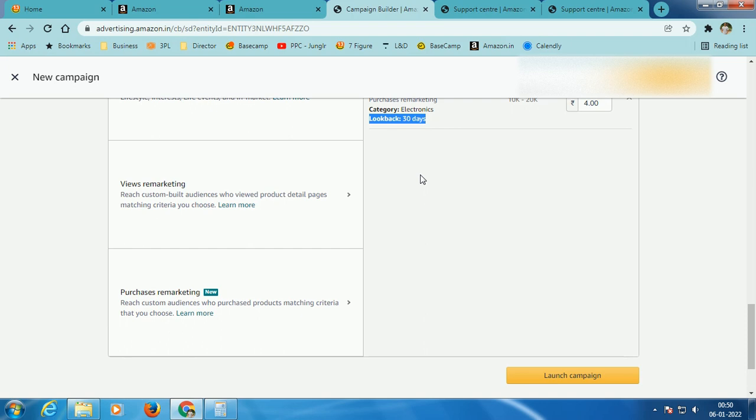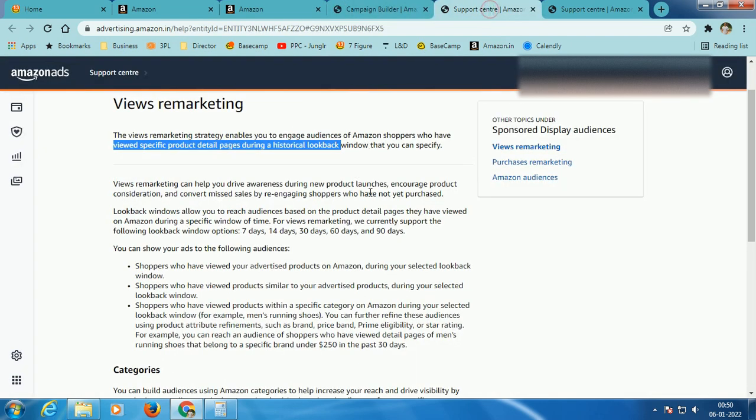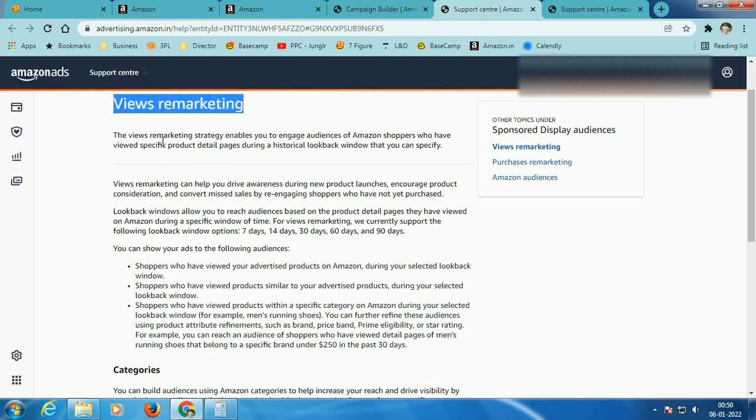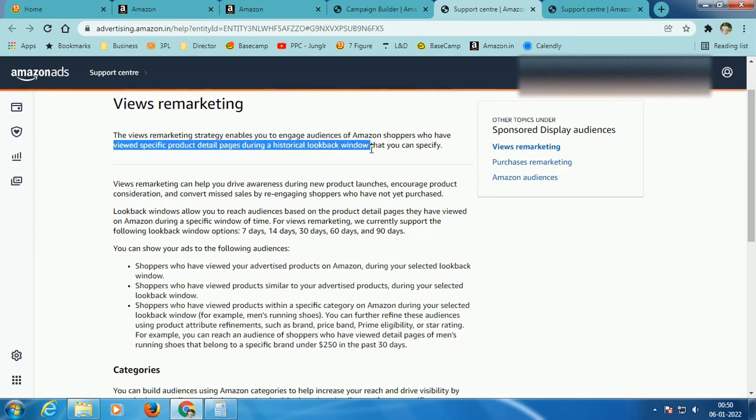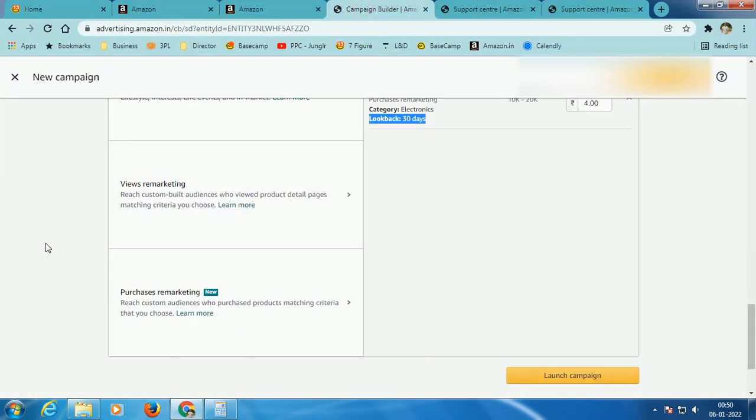Now I will also open the definition from Seller Central. See, here it says views remarketing. The views remarketing strategy enables you to engage an audience of Amazon shoppers who have viewed specific product detail pages during a historic look back window. Okay, so these many customers have viewed specific product detail pages. They have not just searched, they have also viewed specific product detail pages, right? So views remarketing is telling you what the demand is in a specific market.